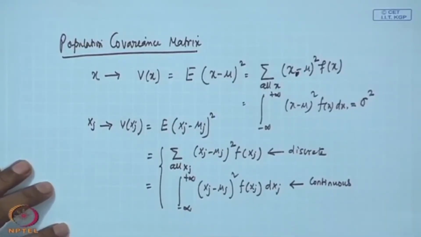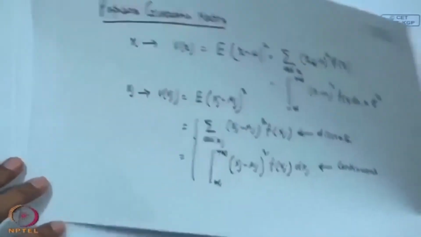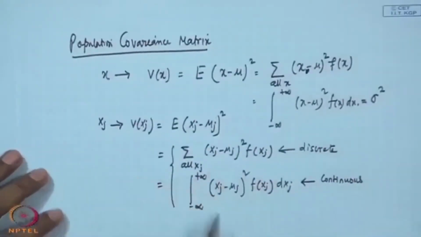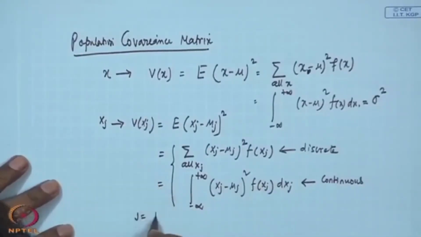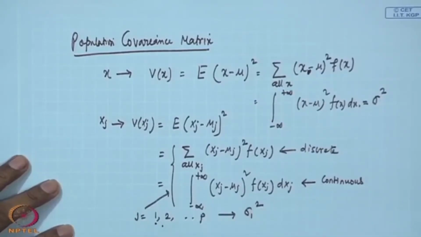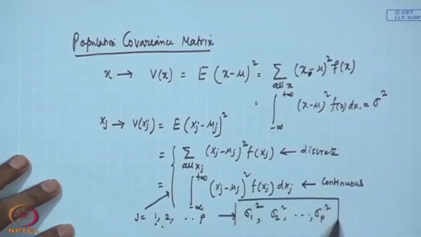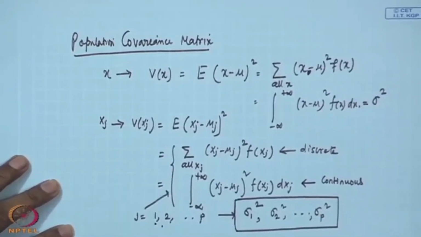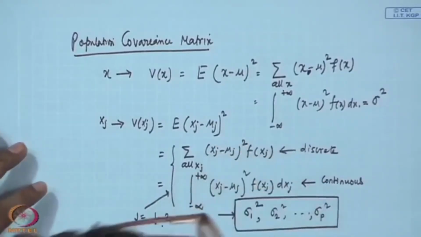Now, if you put j equal to 1 to p in this formulation, whether discrete or continuous, when you put j equal to 1, you get sigma_1 square. When you put j equal to 2, you get sigma_2 square. Like this you will get sigma_p square. That means the variance components of all the variables come from this equation.